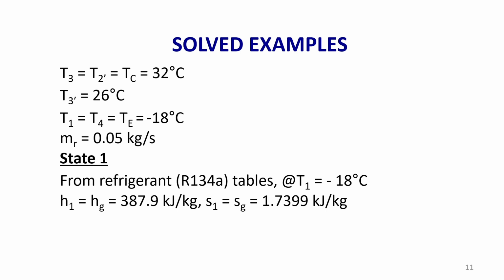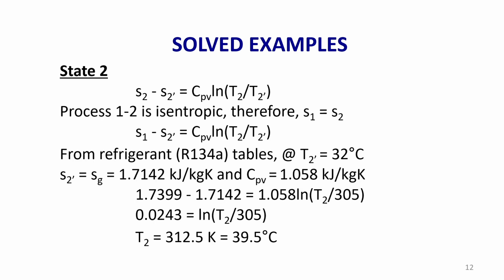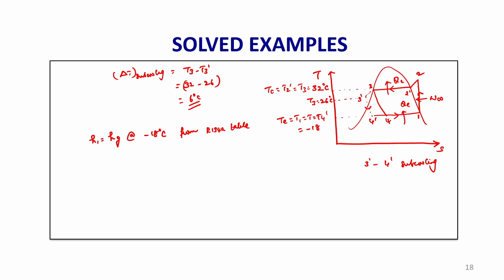Similarly, we can find out the entropy at 1. So, S1 is equal to Sg at -18 degree centigrade. Both these things are from the table. Due to time constraint, let me not write. So, this is from the R134A table, H1 and S1. Again here, temperature T2 is unknown.